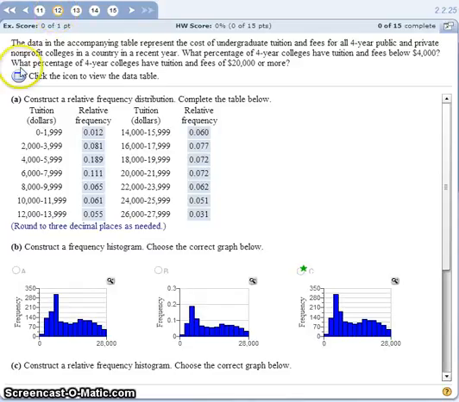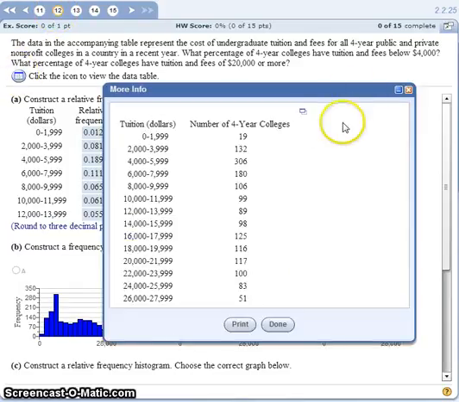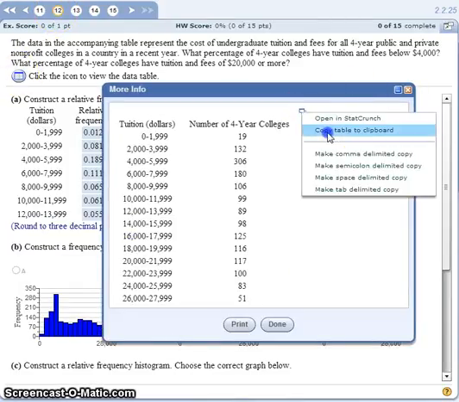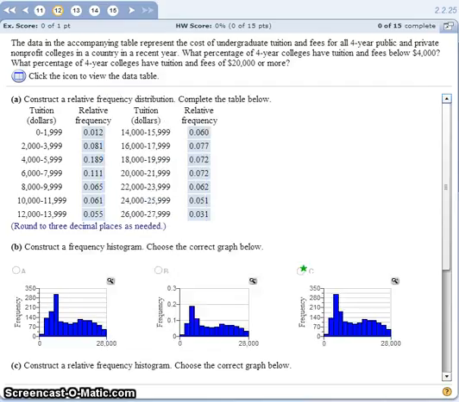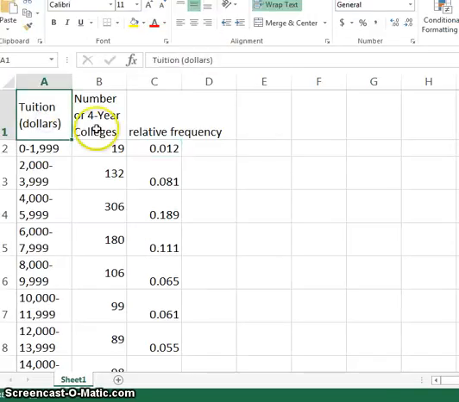For number 12, I'm going to demonstrate how to do this problem in Excel. So copy the table to the clipboard and then go into Excel and you can paste it. And I've already included a third column here that I'll show you how to calculate. But when you paste it, you'll get these first two columns.